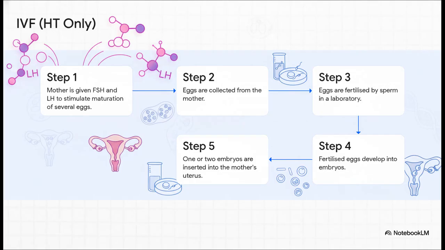Okay, higher tier crew. This one's for you. We can also use these same hormones to treat infertility. With IVF, a woman is given FSH and LH to basically supercharge her ovaries and make lots of eggs mature all at once. Then, those eggs are collected, and they're fertilized in a lab. That's the in vitro part. It means in glass. Once they've developed into tiny embryos, 1 or 2 are transferred back into the uterus. It's pretty amazing science, really.